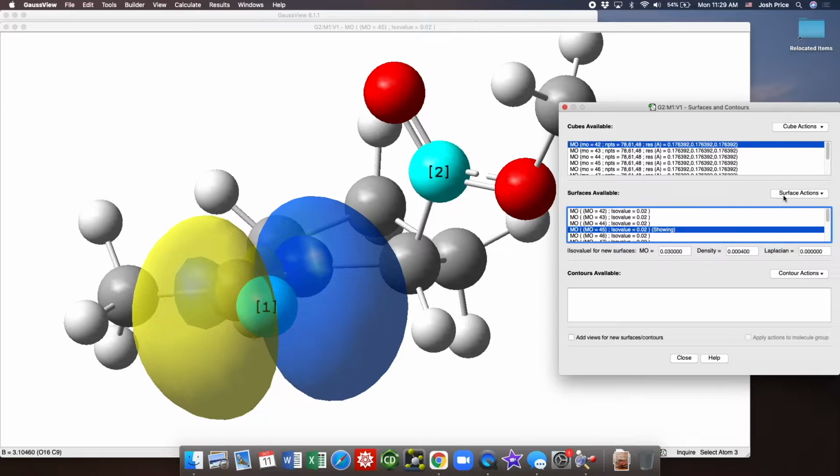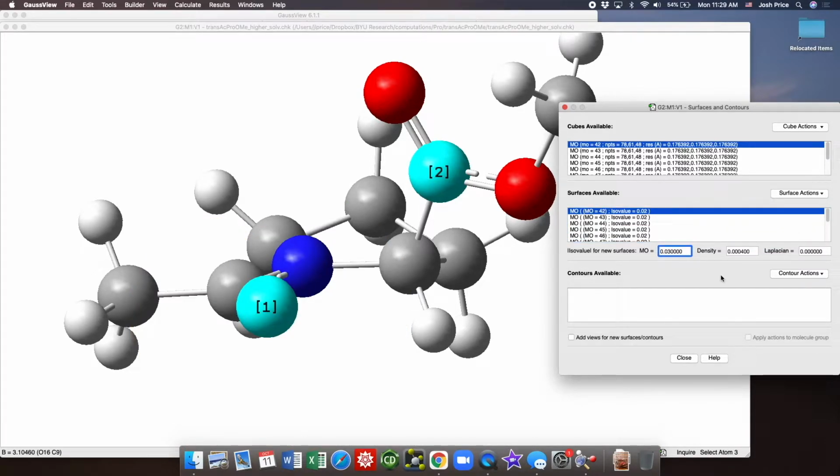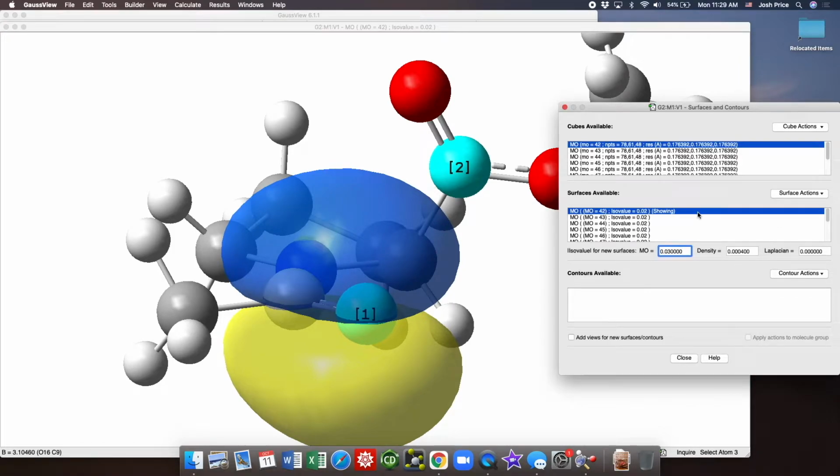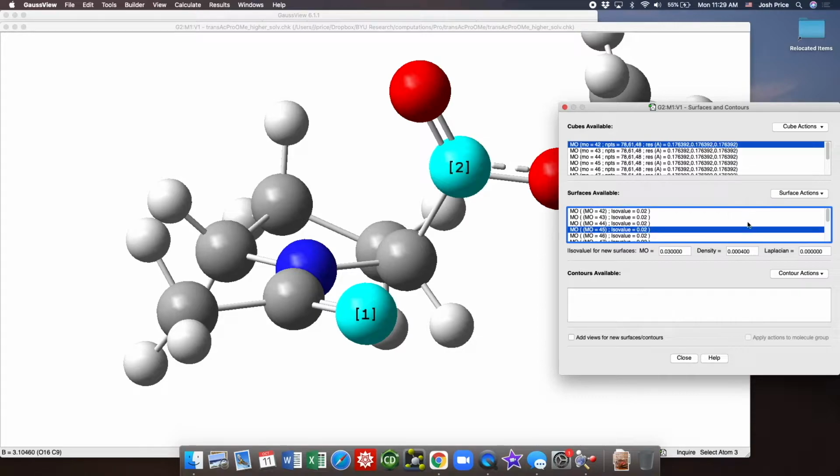Whoops. Hide surface. Oh shoot, I decided maybe that was okay. No, that's the pi bond. What have I done? Okay, hide. I just can't read. That's my problem.